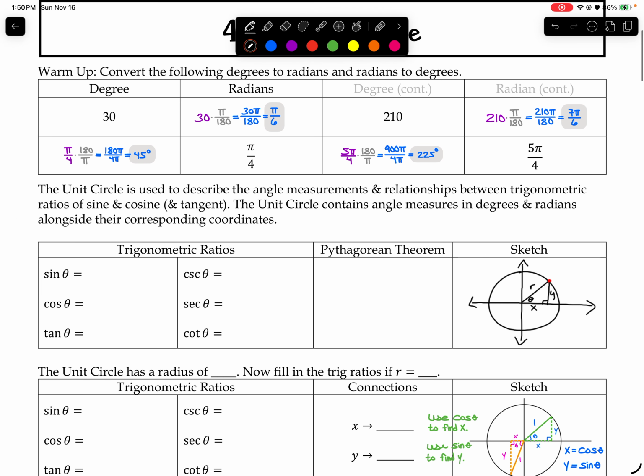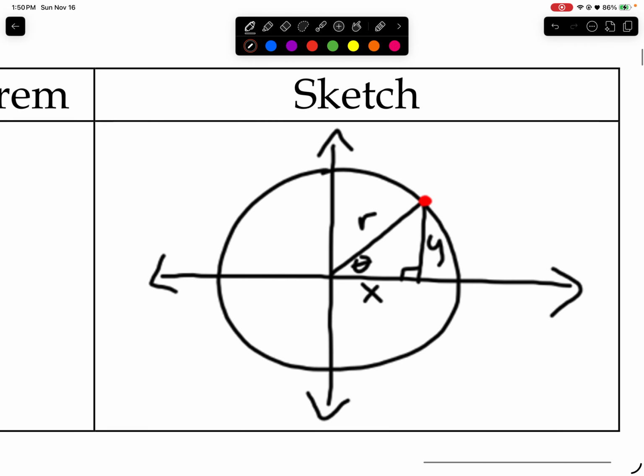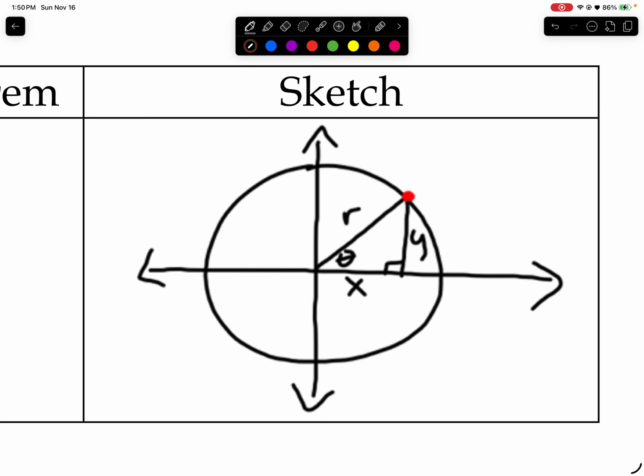The unit circle is used to describe the angle measurements and relationships between trig ratios of sine, cosine, and even tangent. The unit circle contains the angle measures in both degrees and radians alongside their corresponding coordinates. We're going to be given a sketch that contains a circle with a horizontal component and a vertical component, and we're going to use those two components to find the radius of that circle, which is going to represent your hypotenuse.